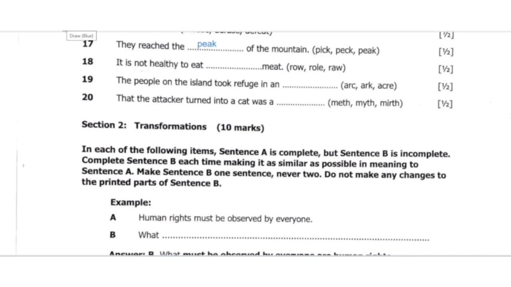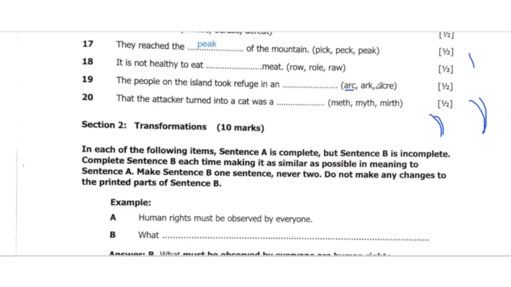Okay, we come to question number 19. The people on the island took refuge in an, so here we are looking for the word ark. This one is something like this, a semi, I don't know if you can say a semi, something like this. It's also arc, like when you're doing construction in mathematics, we usually talk about this word arc. Okay, that is the arc, something like that.